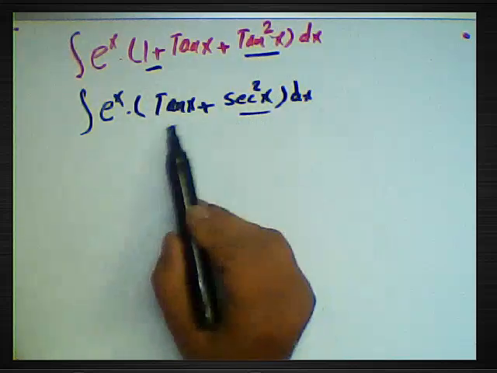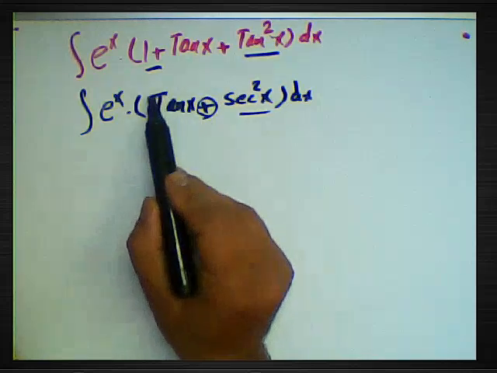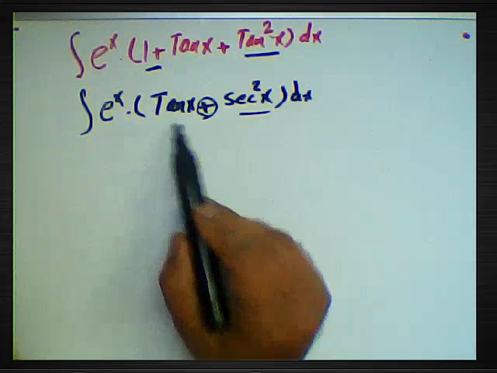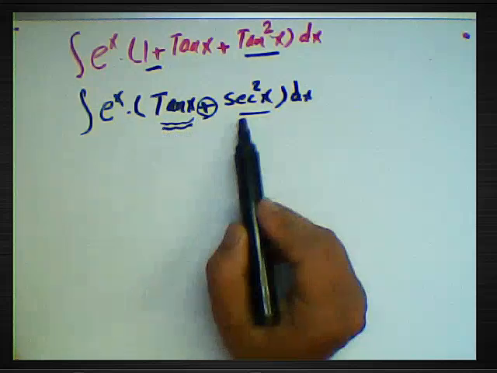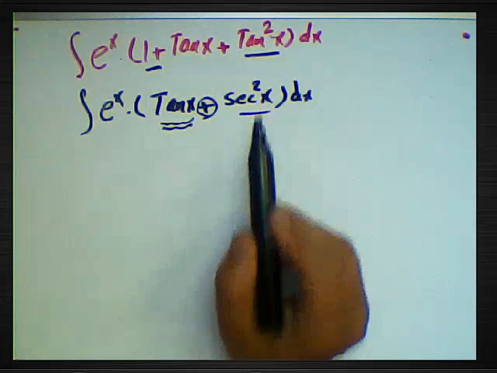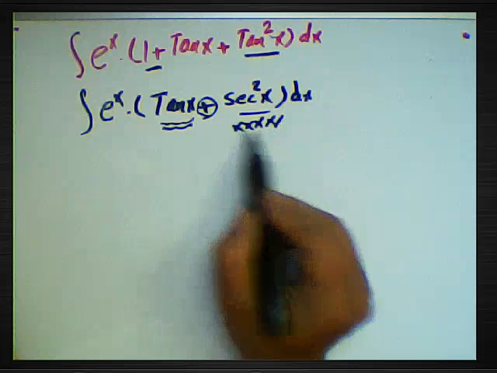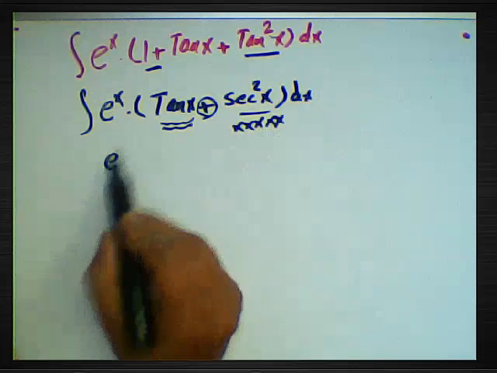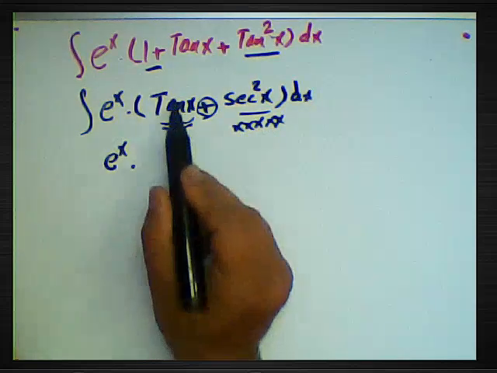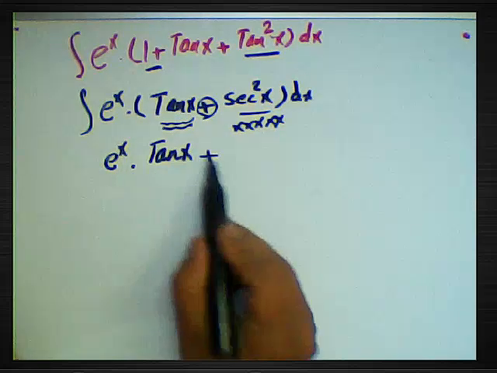We have two functions, each of them: tan and sec power 2. We know the derivative of this function, what will it be? The derivative of tan will be sec power 2x. So we must cancel the derivative and write e power x multiplication by the function here. So the result will be e power x tan x plus constant.